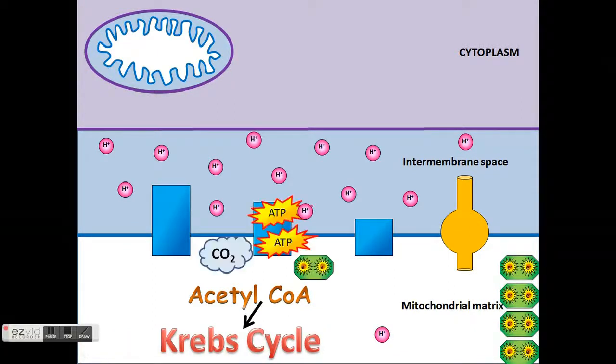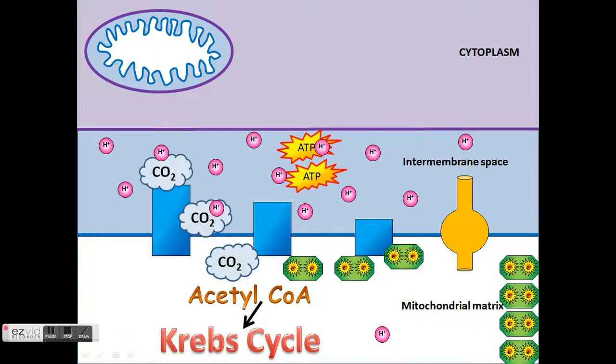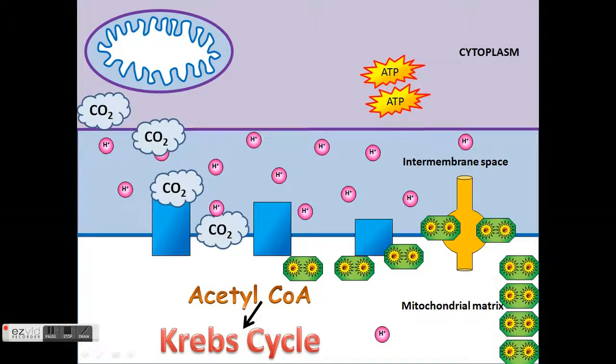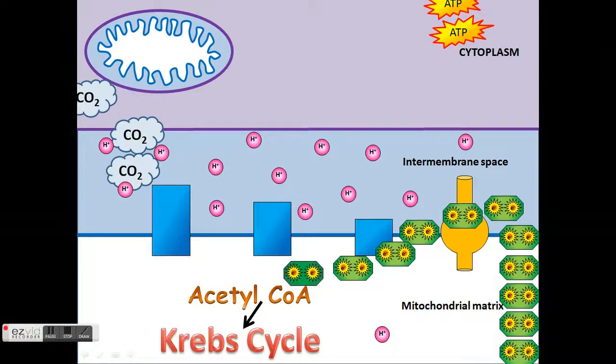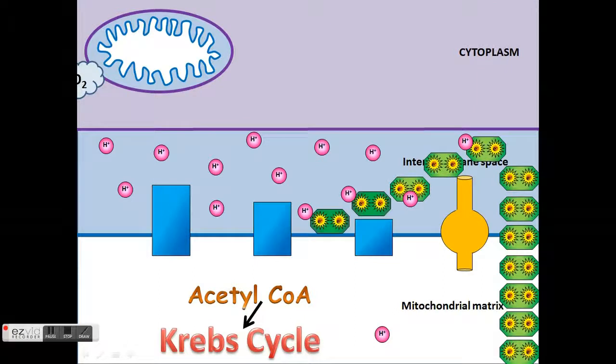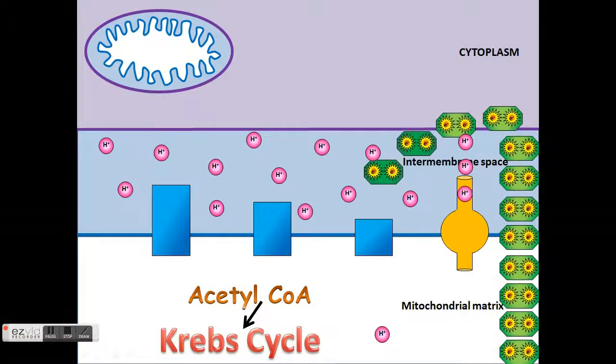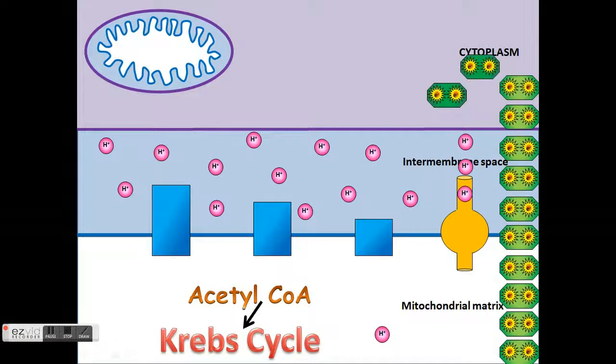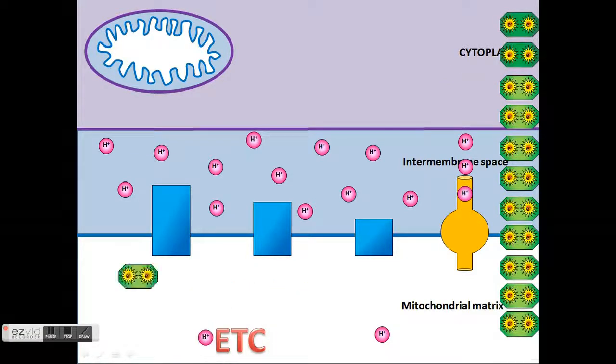The pyruvate produced in glycolysis undergoes further breakdown through a process called aerobic respiration in most organisms. This process requires oxygen and yields much more energy than glycolysis. Aerobic respiration is divided into two processes known as the Krebs cycle and the electron transport chain.